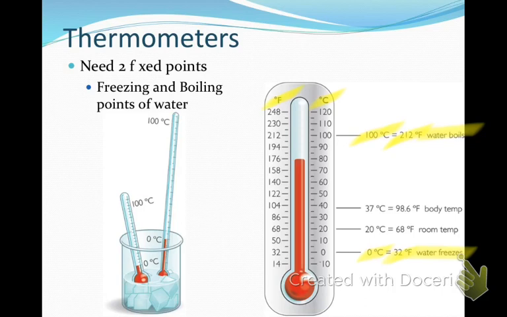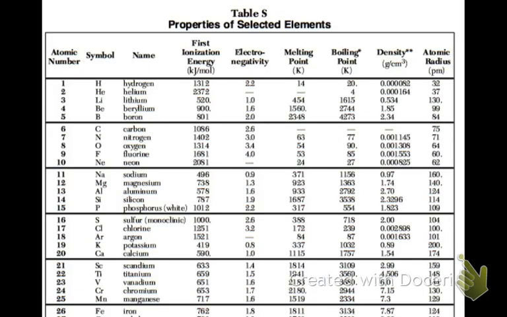I don't know about you, but I'd rather deal with 100 and 0 over 32 and 212 degrees Fahrenheit. From 0 to 100 is just an easier way to remember those fixed points. One thing I want you to make a note of right now is that if you take a look at Table S, we have the melting point and boiling points of all of those elements listed for you. They're in Kelvin, or K, and we'll talk about what that is in just a bit.